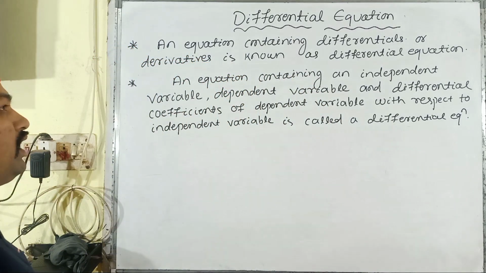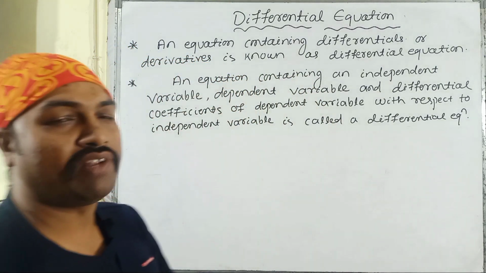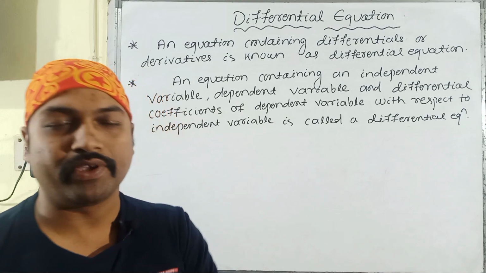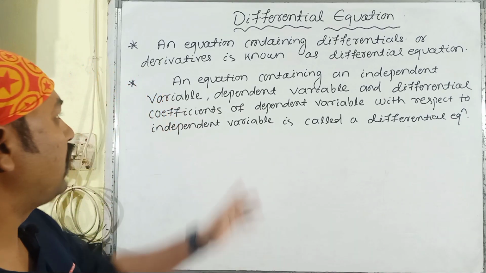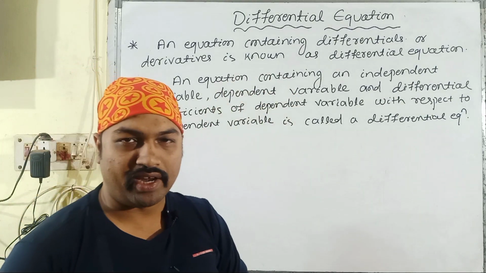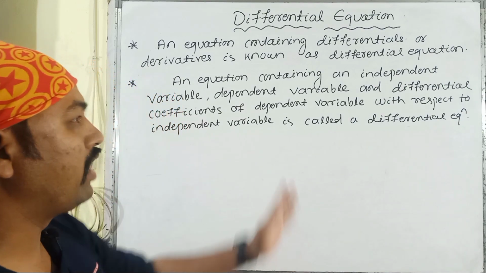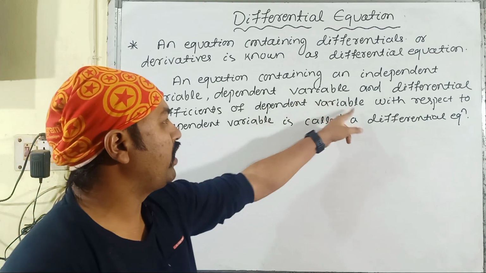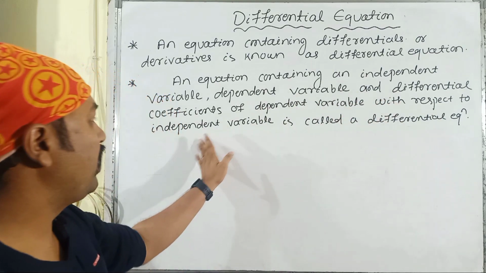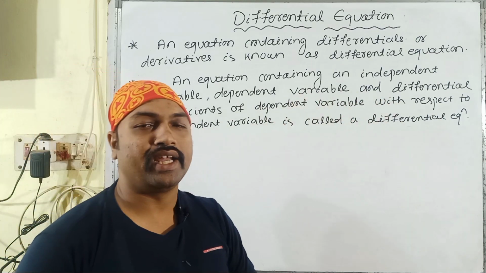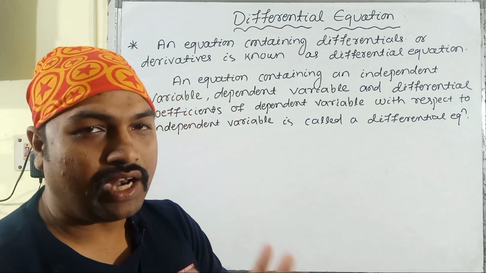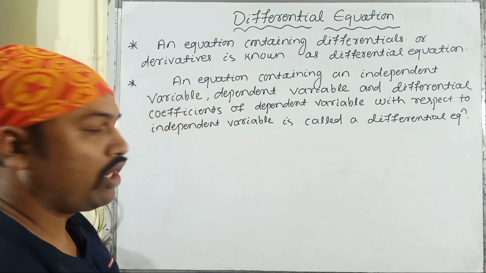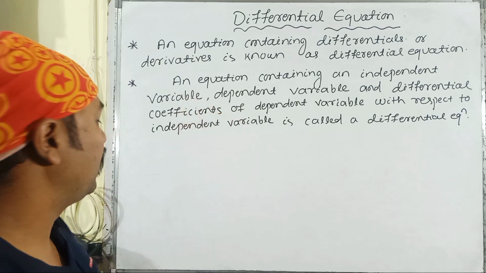An equation containing differentials or derivatives is known as a differential equation. Alternatively, we can take the definition as an equation containing an independent variable and a dependent variable and the differential coefficient, that means the derivative of the dependent variable with respect to the independent variable, is called a differential equation. Now it is the time to take some examples of differential equation.